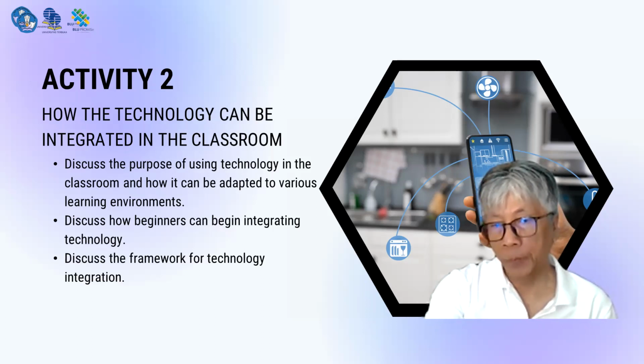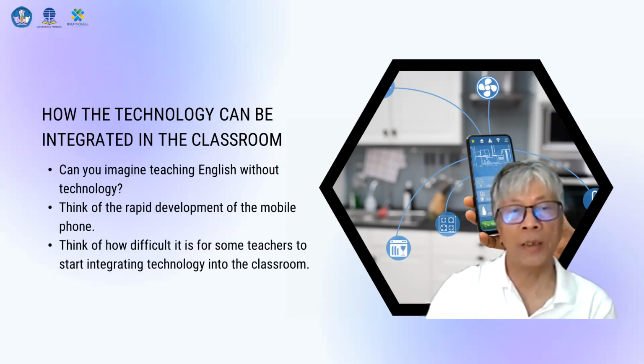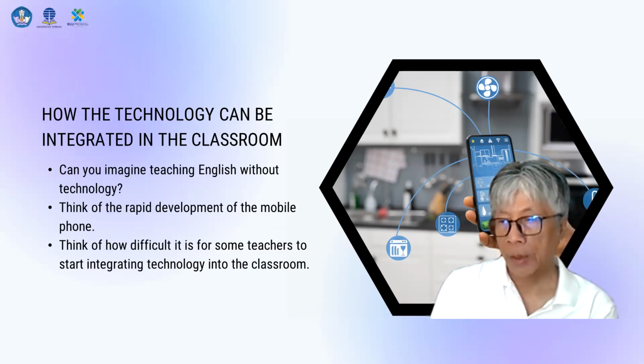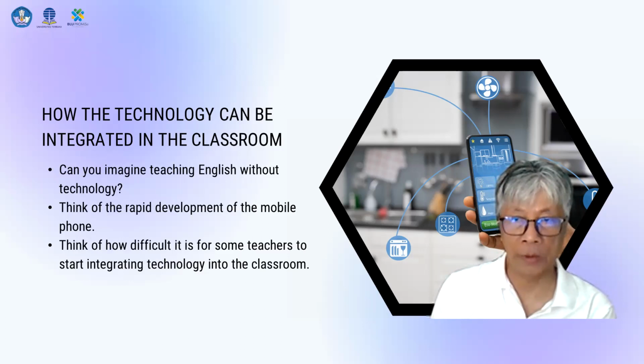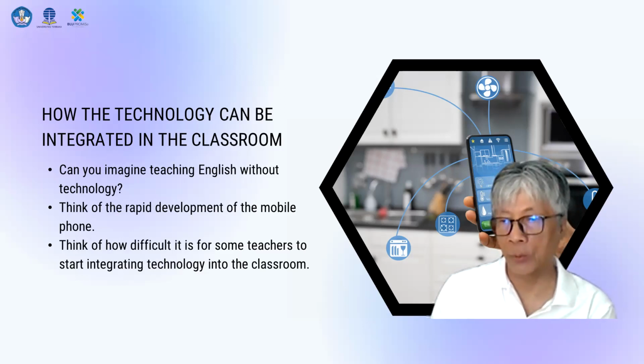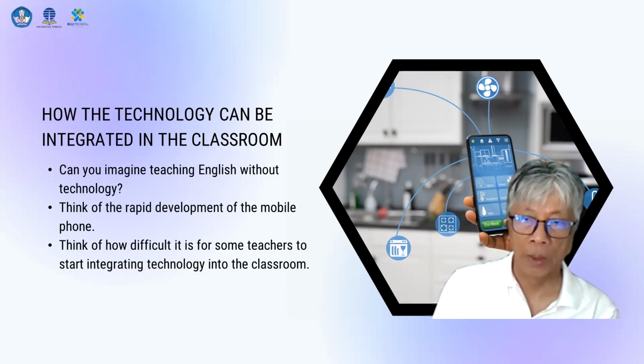Now, some questions that you have to keep in mind while you're reading activity 2. Can you imagine teaching without technology? So if the technology is not present, what happens? When the technology is present, what can you do? Then you have to think of the rapid development of the mobile phone. Think of difficulties for some teachers to start integrating technology in the classroom.